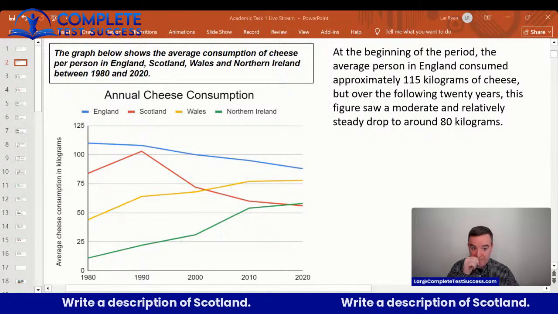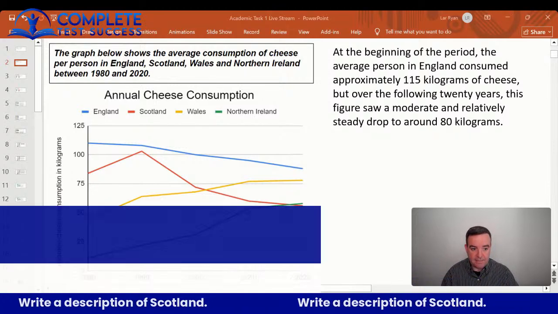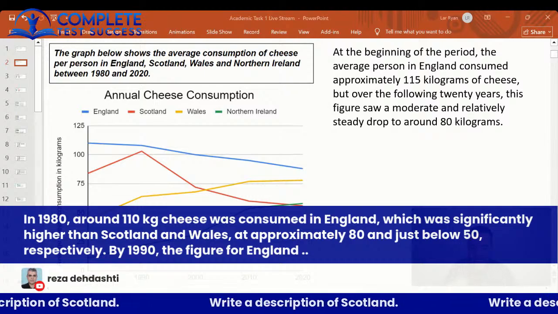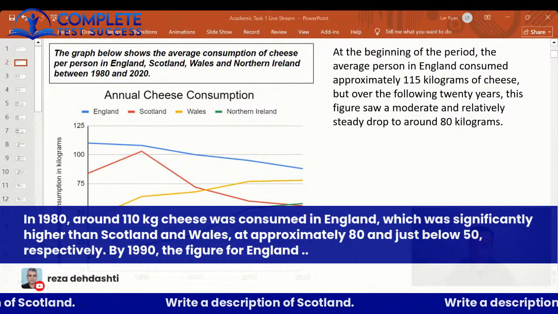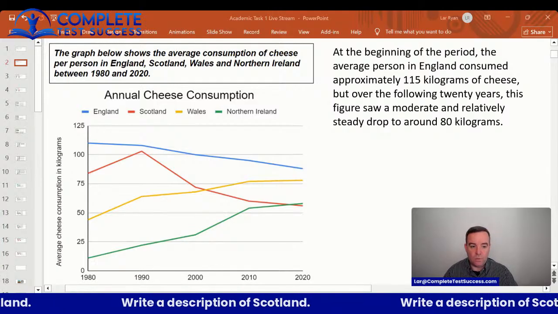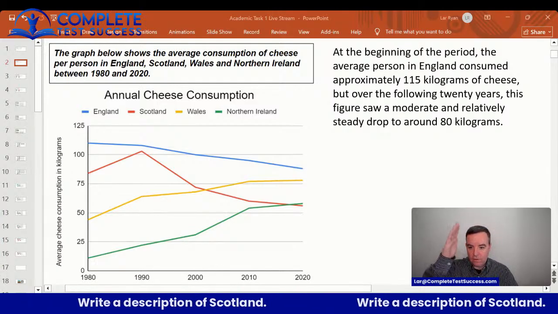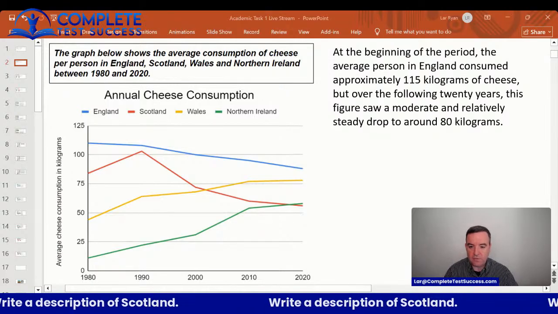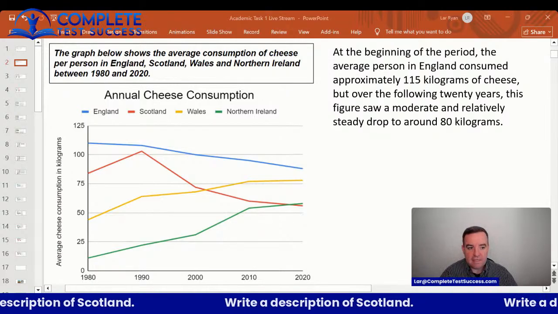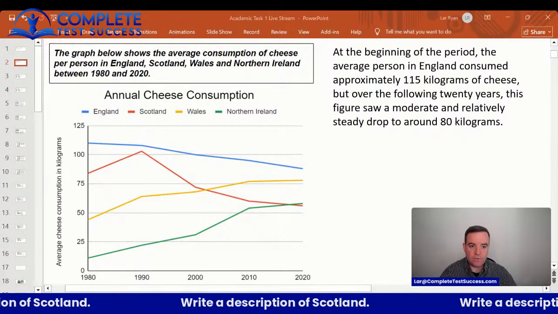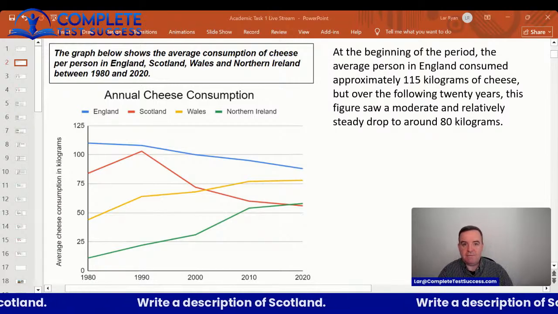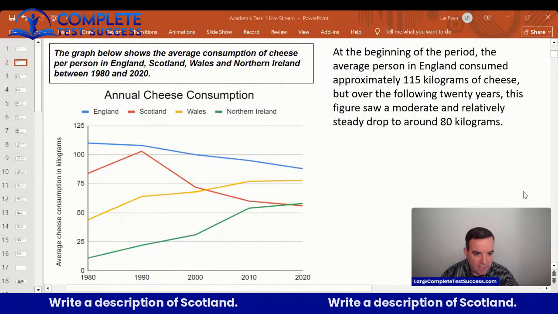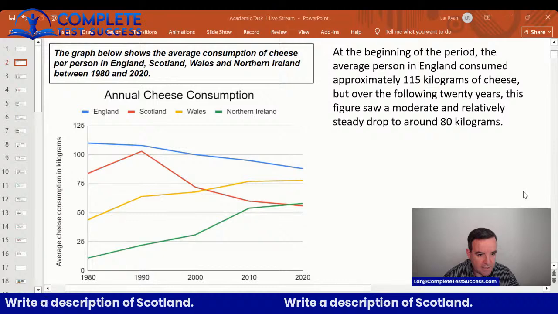So no, I wouldn't mention the data for Scotland and Wales in the middle of my description of England, and also I wouldn't just mention all the data for 1980 and then all the data for 1990 and all the data for 2000, because that's excessive and that will reduce your task achievement score as well. They want you to mention the key features, not mention every piece of data for every year, for every category. So yeah, we want to avoid that.